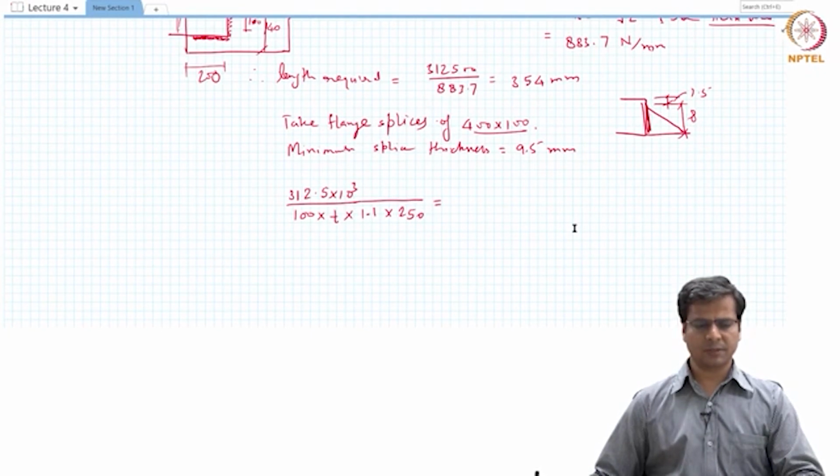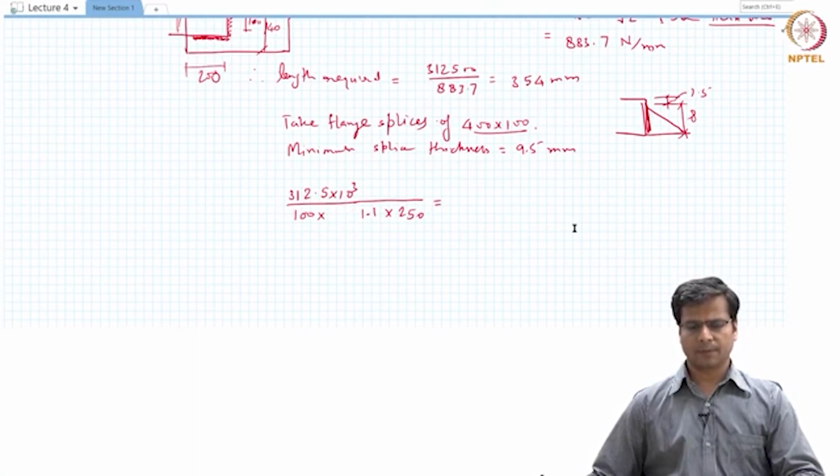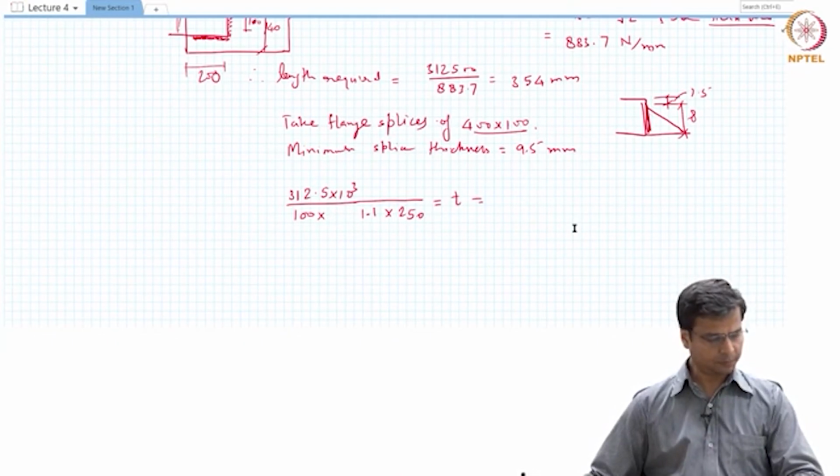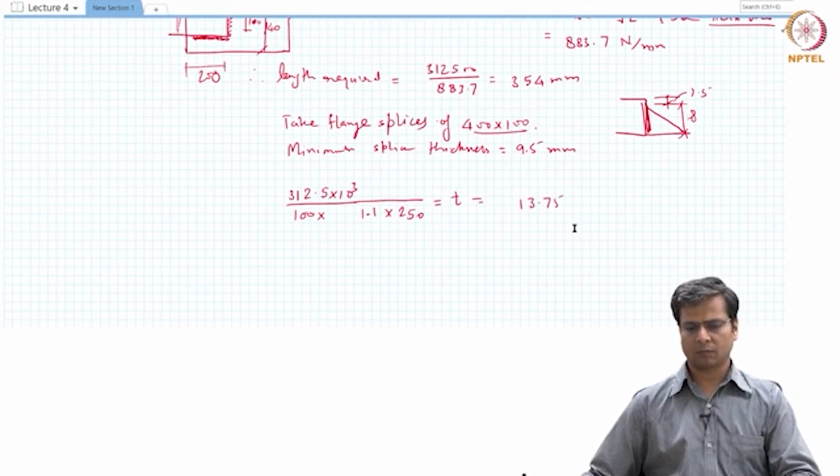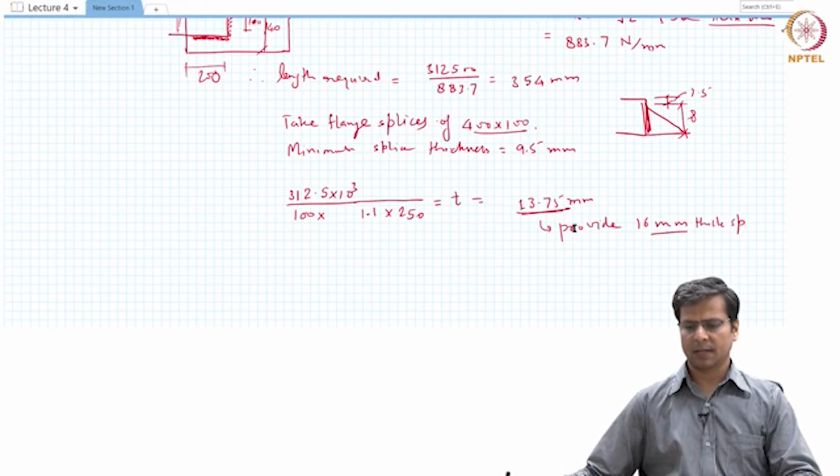And this basically gives me, this should be equal to, sorry. So the thickness should be equal to this much, which turns out to be 13.75 millimeter. So the thickness of this plate that is required to resist the load is 13.75. Let us provide 16 millimeter thick splice. This is the flange splice we are talking about.